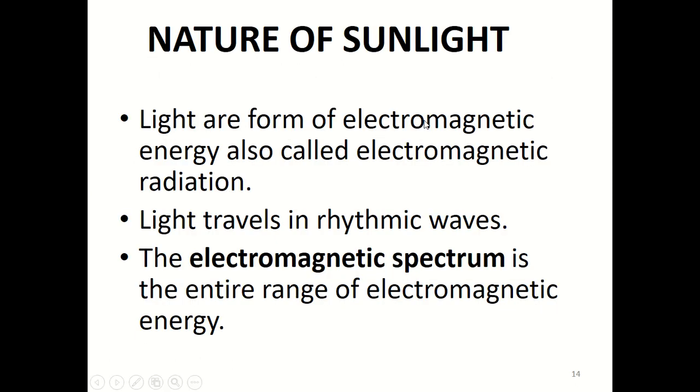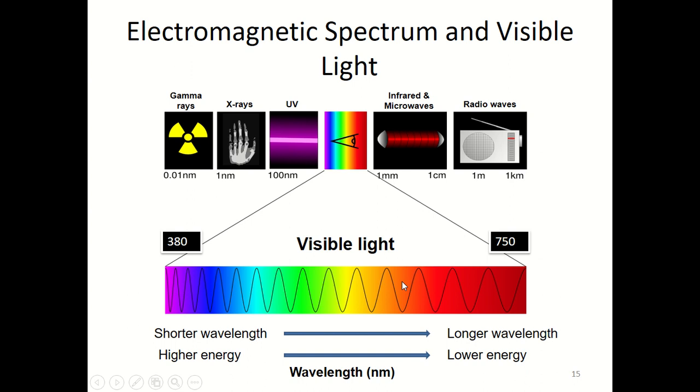How about the sunlight? Light is formed of electromagnetic energy, which is also called electromagnetic radiation. Light travels in wave form, which is shown in the electromagnetic spectrum. This is the electromagnetic spectrum, and the light that is absorbed by the plant is referred to as the visible light. Here, this one in the middle, visible light.